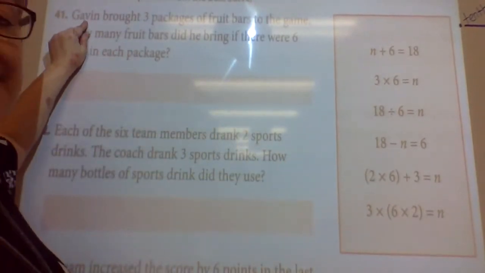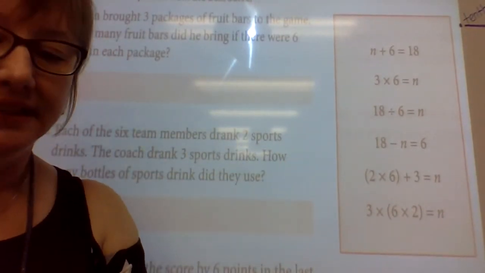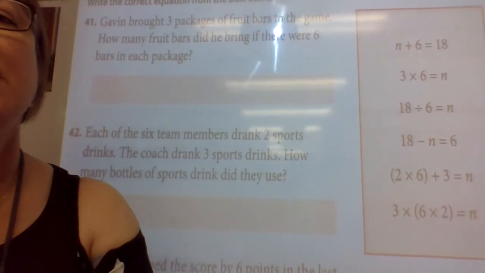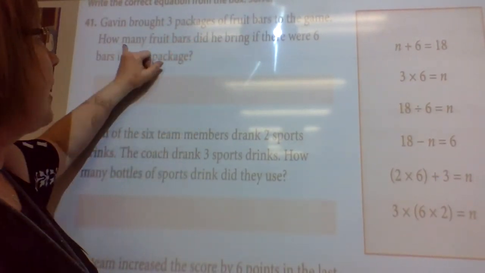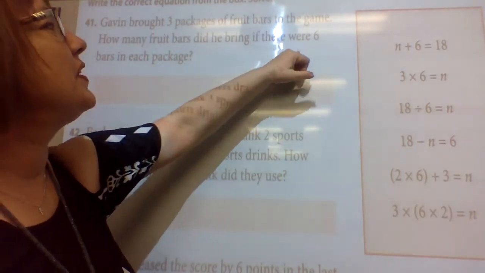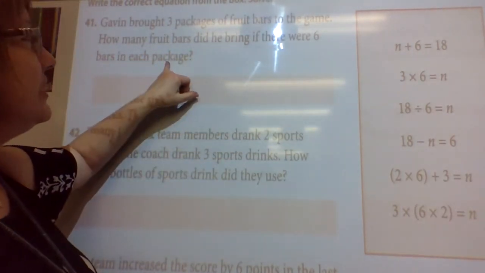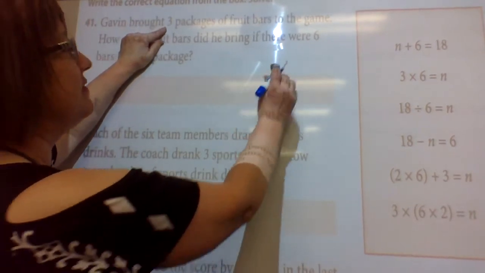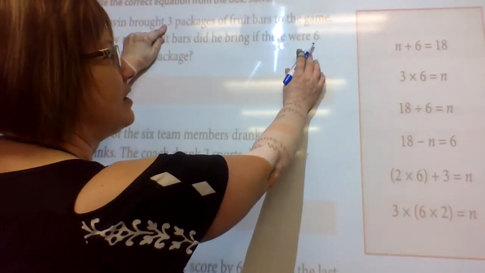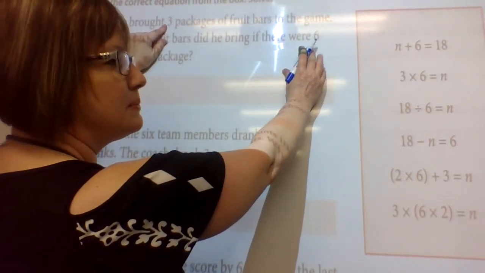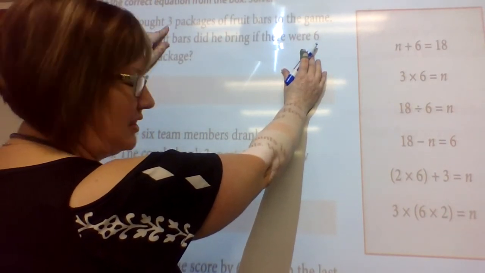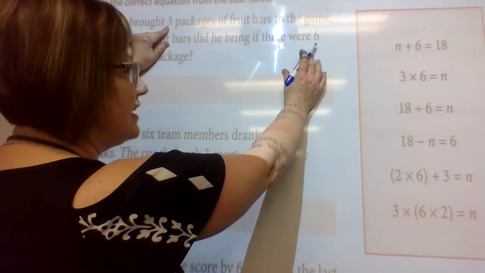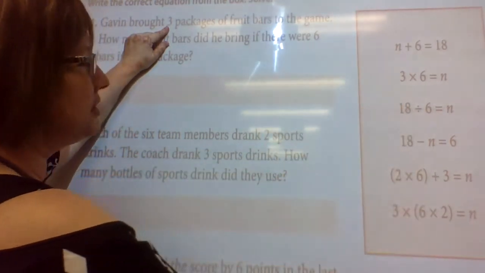Okay? So it says Gavin brought, can you see that? Gavin brought 3 packages of fruit bars to the game. How many fruit bars did he bring if there were 6 bars in each package? Okay, so what will we need to figure this out? We need to do 3 plus 6? No. 6 minus 3? No. 6 times 3? Yes.